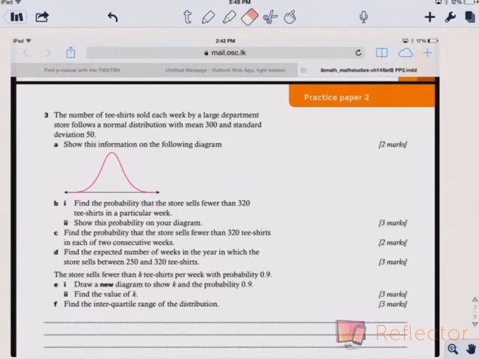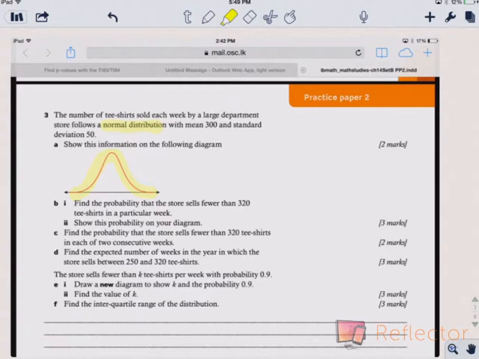Okay, this tutorial is to show the solution to the normal distribution problem from last week's test. We know it's a normal distribution problem because it tells us right in the question. Also, we can see that this normal bell curve is going to give us a hint that it's a normal distribution.